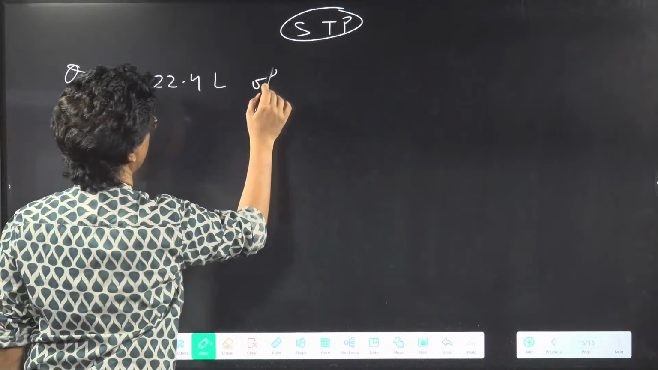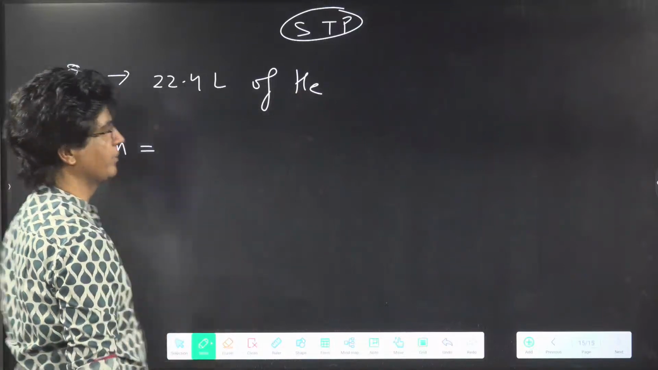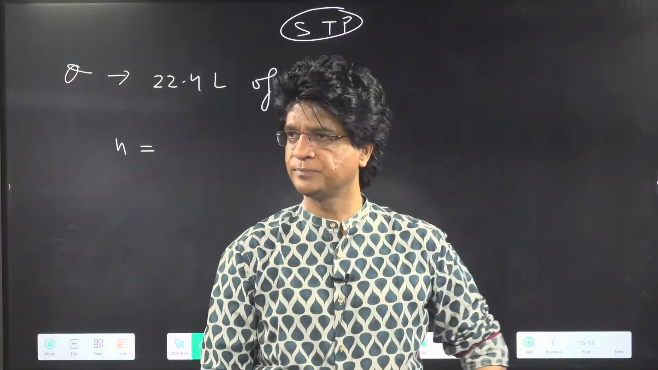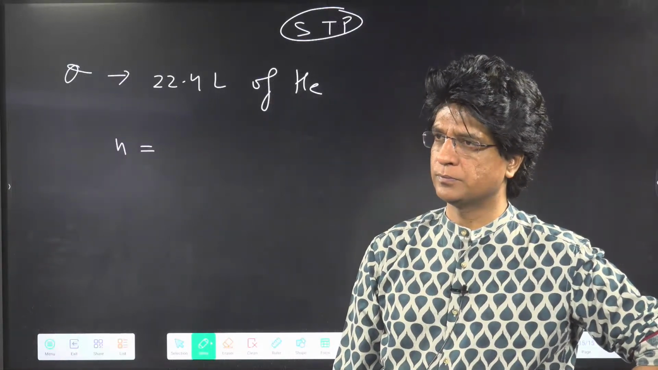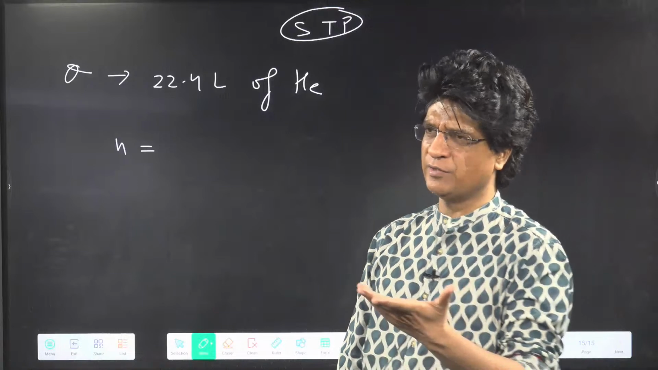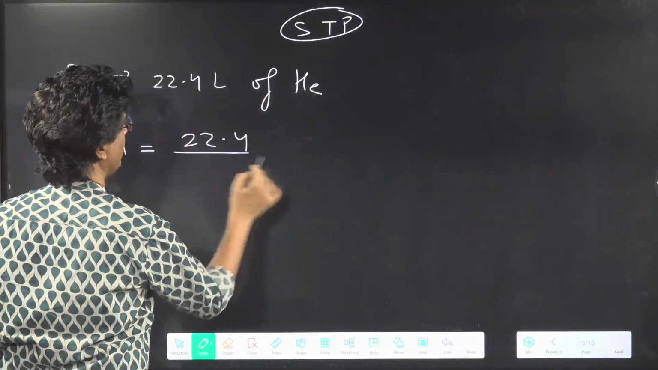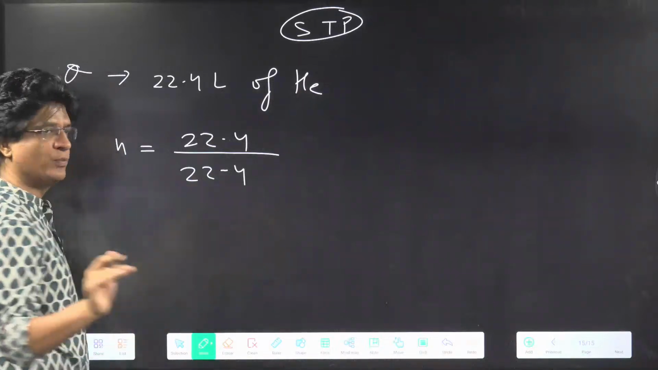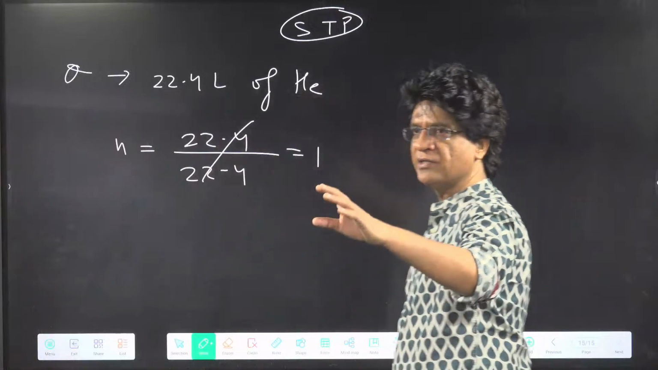I am confirmed that. So let me do some questions with respect to volume at STP. All the coming questions will be at STP. The first question is that we have got 22.4 liters of helium. Find the number of moles of helium at STP. It's very simple, it will be 1, because the volume is 22.4 divided by 22.4 in terms of liters. This will be 1.